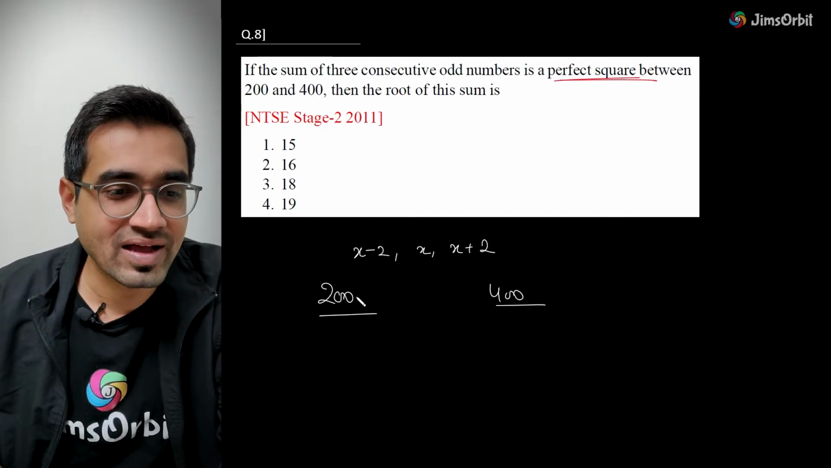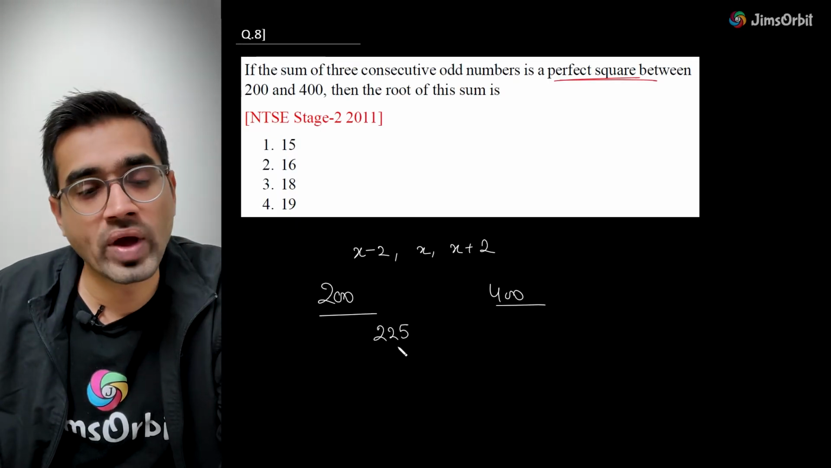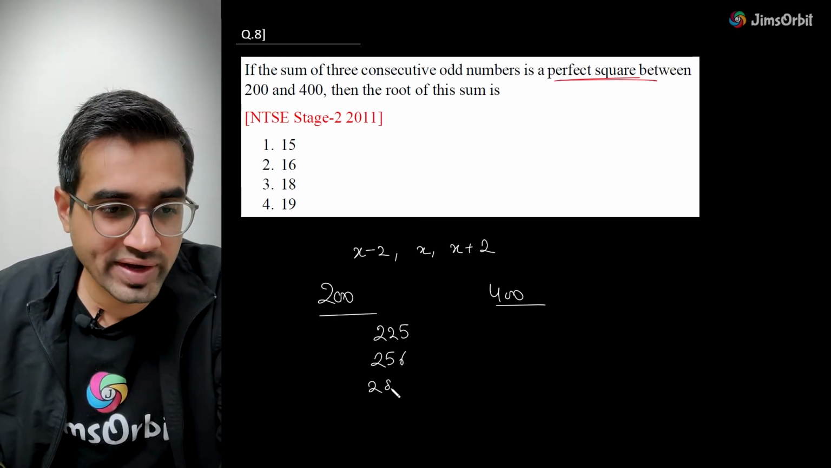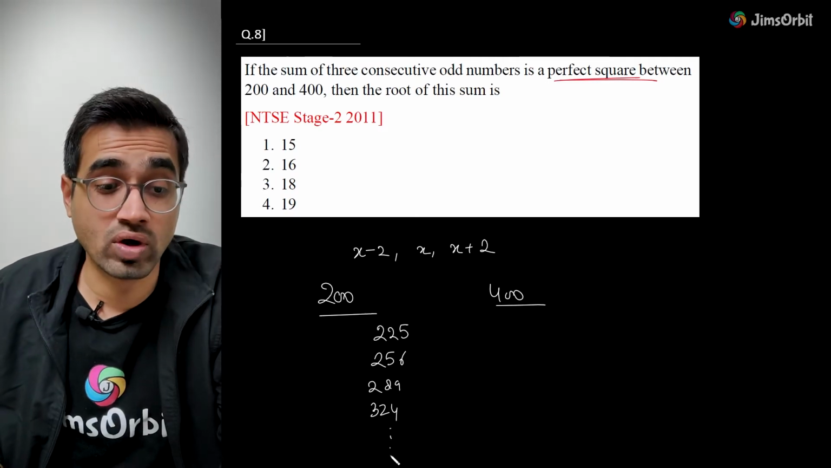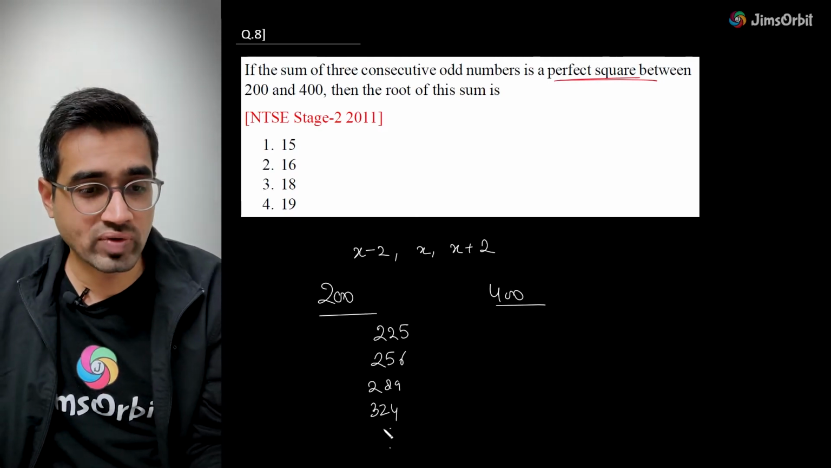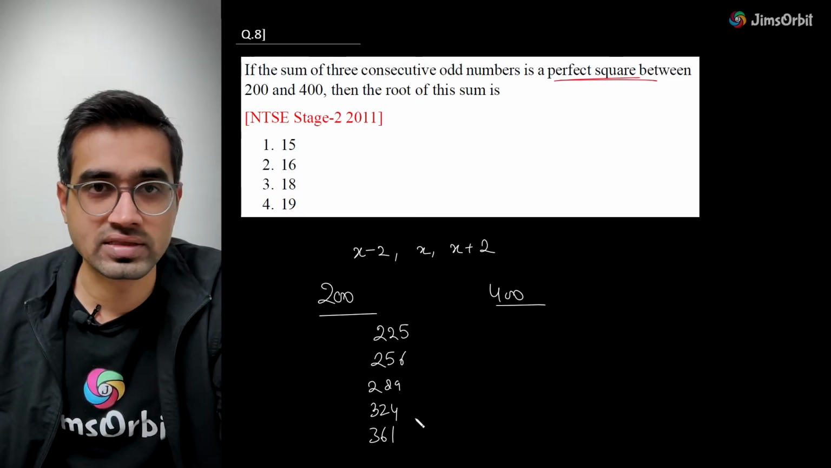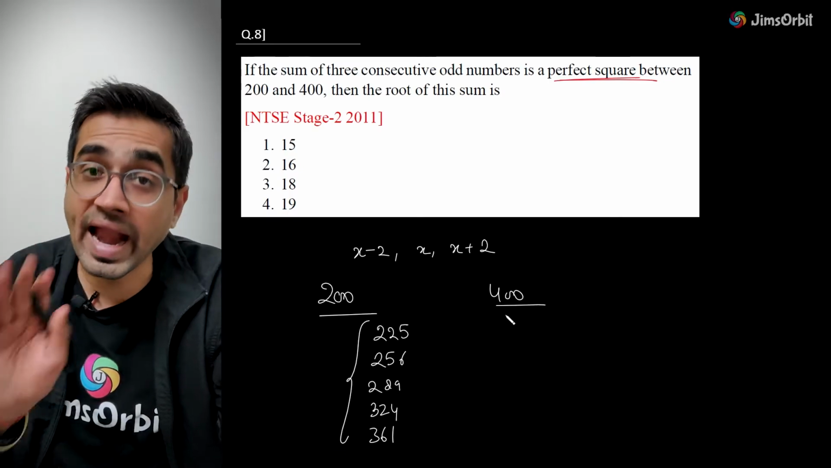So let's start. What's the first perfect square? You have got 225, 15 square. Then 16 square, 256. Then 17 square, 289. Then 18 square, 324 and so on. 19 square 361, I think that was the last one, and 400 is not between, so you cannot take this one, so leave it. So only these are the perfect squares between 200 and 400.